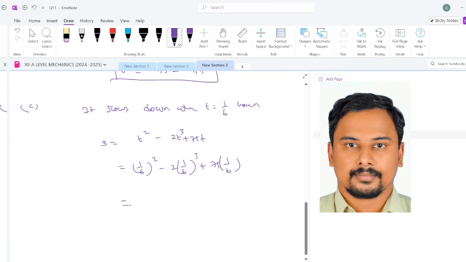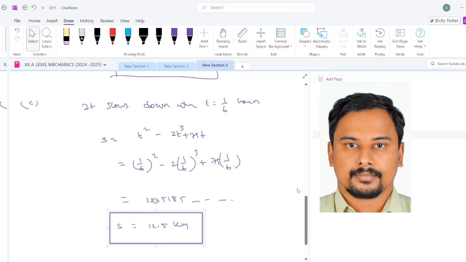So use the calculator and simplify that. Finally you will get something around 12.5185 and so on. Rounded off to three significant figures, that is 12.5 kilometers. So before it's slowing down, the maximum speed is attained at t equal to 1 by 6 hours. That's why I use that time to find the displacement it traveled till its maximum speed, or before slowing down. So that's it from this exercise.